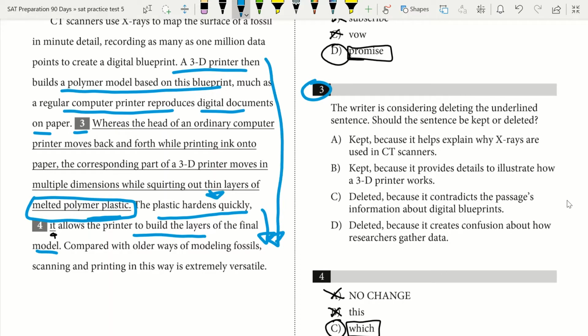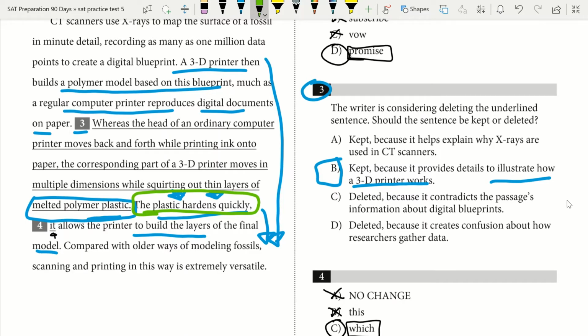So we want to make sure we're keeping this sentence because it's providing details that are illustrating how a 3D printer works, which go along obviously with this sentence after. The plastic hardens quickly. Well, what plastic? Well, that would be that plastic that is melted polymer. Okay, so we can obviously see using context clues we have to keep this because if we don't, I'm going to put this in green, if we don't keep this sentence, then the part here, the plastic hardens quickly, will not make sense. So we have to keep that sentence.